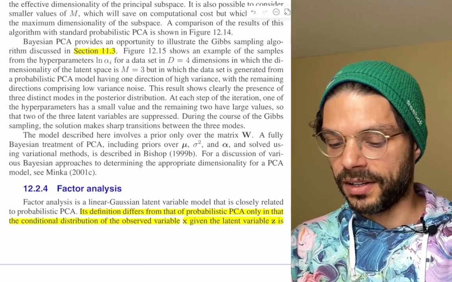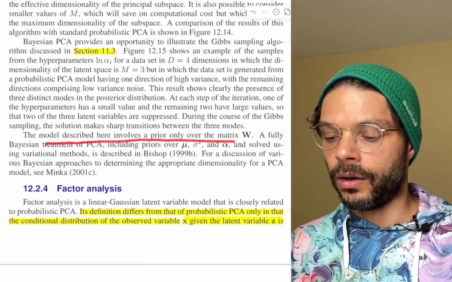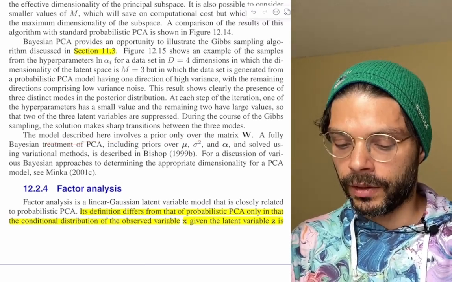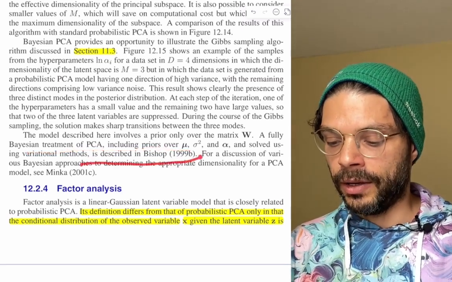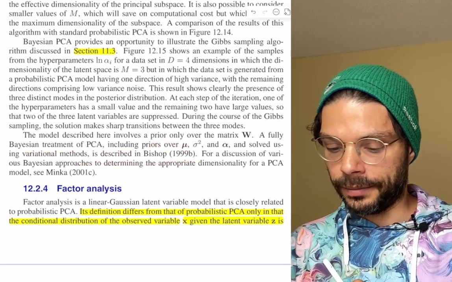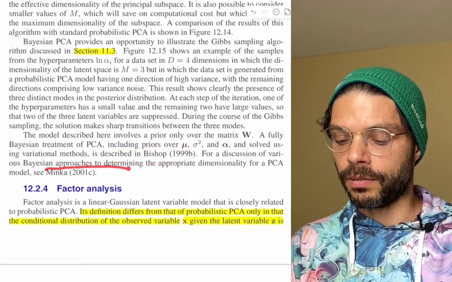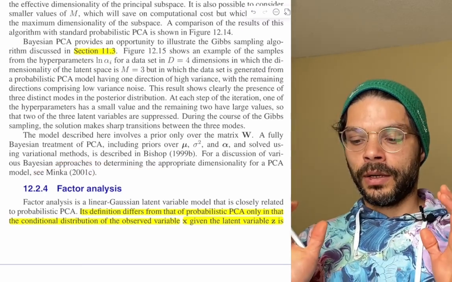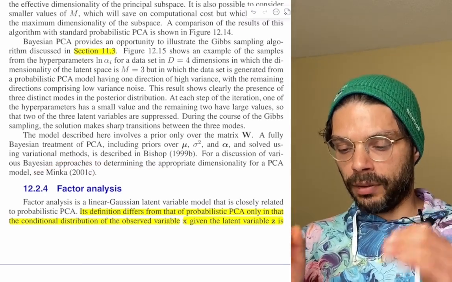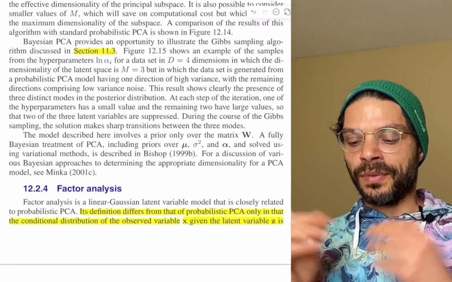Okay, and then finally he just says, look, the model described here involves a prior only over the matrix W, and you can do priors over the whole thing, and if you want all the details, they're here. And also variational approaches, and you can touch on them there. Okay, so that's what the ARD applied to the PCA is in a nutshell.